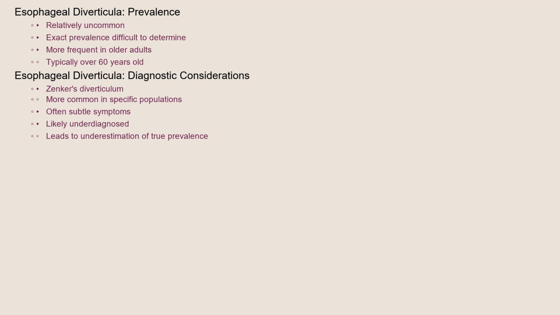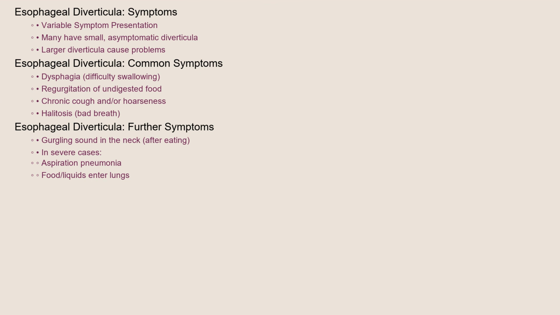Esophageal diverticula are relatively uncommon, making it difficult to pinpoint exact prevalence rates. They are more frequently diagnosed in older adults, particularly those over the age of 60. Certain types of diverticula, such as Zenker's diverticulum, are more common in specific populations. Due to its often subtle symptoms, it's likely that many cases remain undiagnosed, leading to an underestimation of its true prevalence.